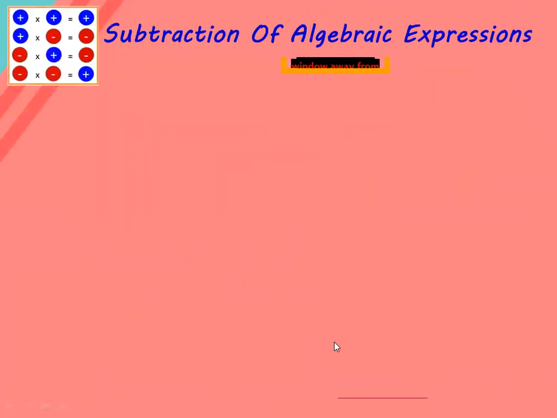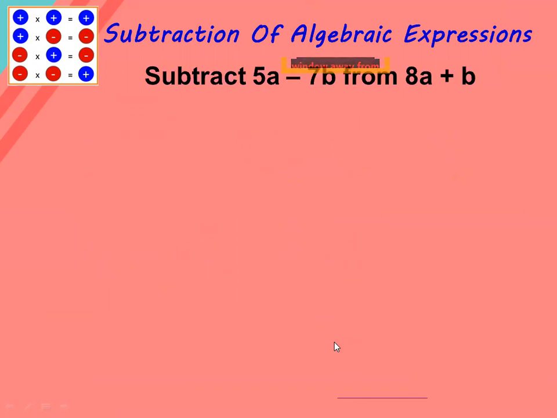Subtraction of algebraic expressions. Now we are going to start with the help of some examples first. Now what does it mean? Subtract 5a minus 7b from 8a plus b. Now first you will decide which expression you are going to write first. From means you are going to write down this expression first and this expression will be your second expression. So first you will write 8a plus b and then you will write 5a minus 7b.